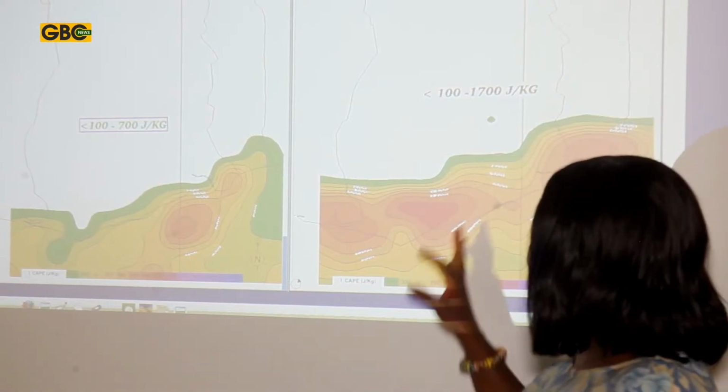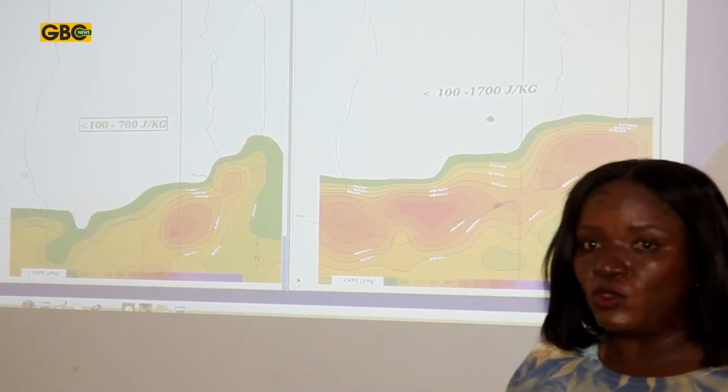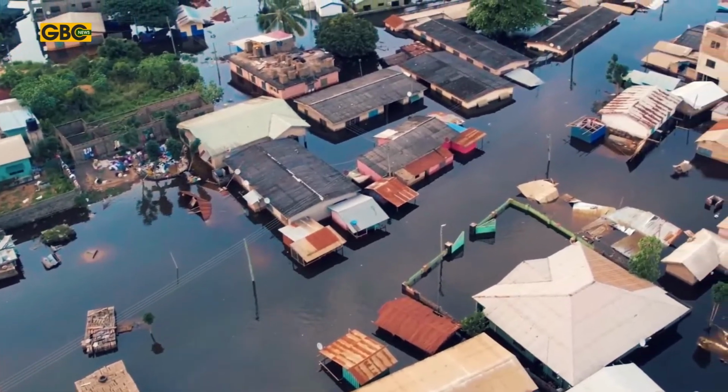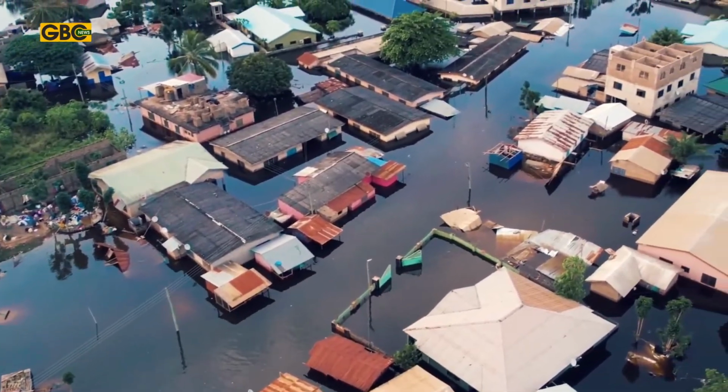Once there is evaporation and it's water vapor, we know it is the heat that is generating that water vapor, and so we have the heat in there. So that also adds up to make the environment a little bit uncomfortable for us.